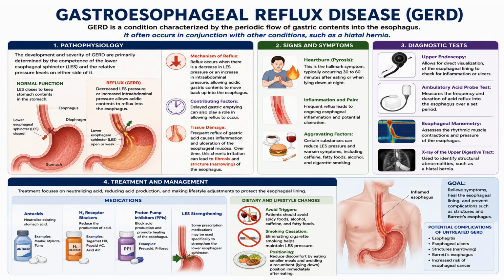So the development and severity of GERD are primarily determined by the competence of the lower esophageal sphincter, the LES, and the pressure differences on either side of it. Now, the reflux occurs when the LES pressure decreases or the intra-abdominal pressure increases. This allows the gastric contents to move upward into the esophagus. And delayed gastric emptying can also contribute to this by prolonging the presence of food and acid in the stomach.